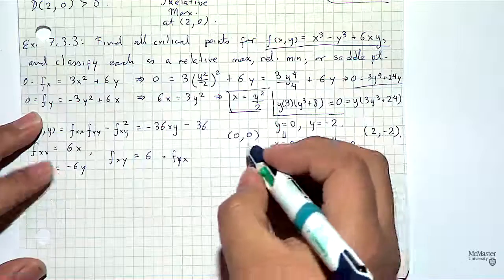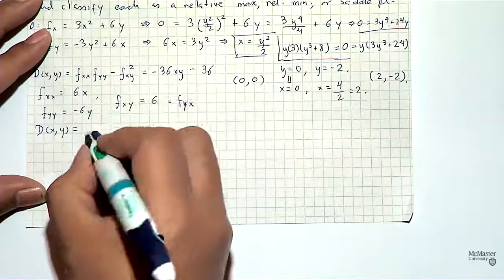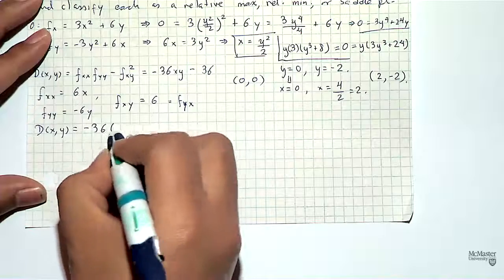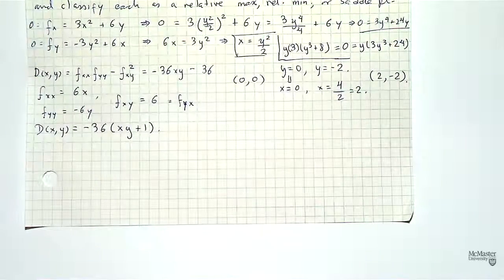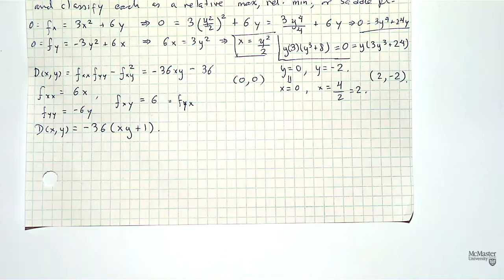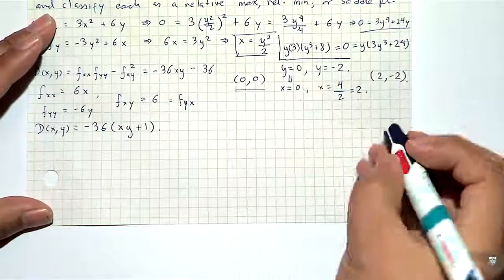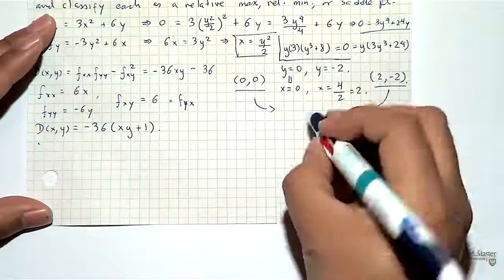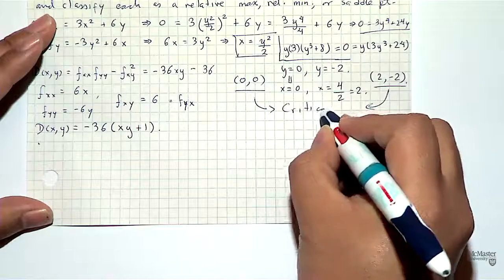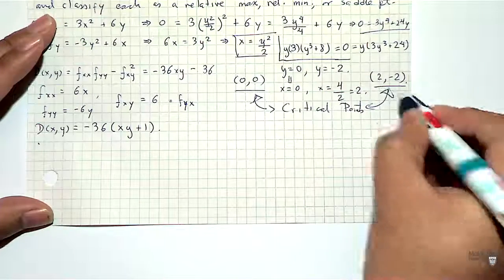So actually, let me put it in a more polished form below. D of x, y is equal to minus 36 times (xy plus 1), okay? So, of course, now I have to evaluate the sign at the critical points to determine what is going on. So, for example, the first critical point, well, let me make a mention here. Critical points are these two: (0, 0) and (2, minus 2).